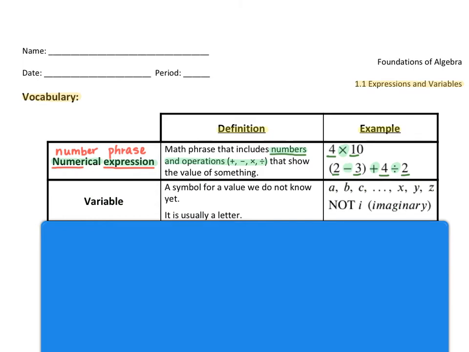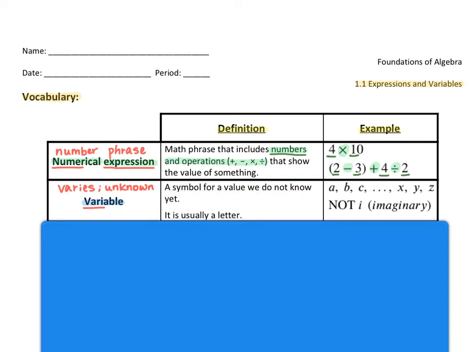Our next vocabulary word is variable. And if we look at it the same way we did the first vocabulary word and break it down, we almost see the word varies, which if something in real life varies, that means that we're uncertain of it, so it's therefore unknown. So variable in math should mean unknown. So let's look at the definition and see. So the definition of variable says that it's a symbol for a value we do not know yet.